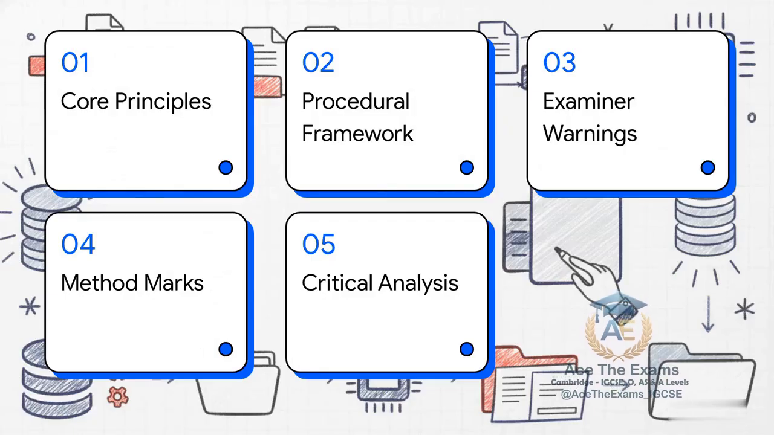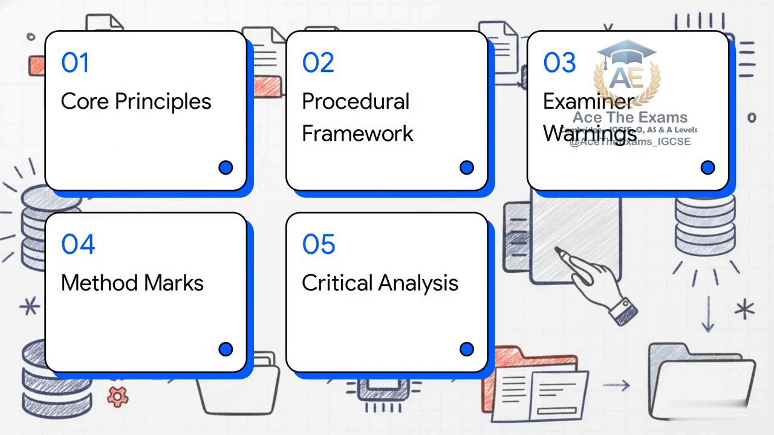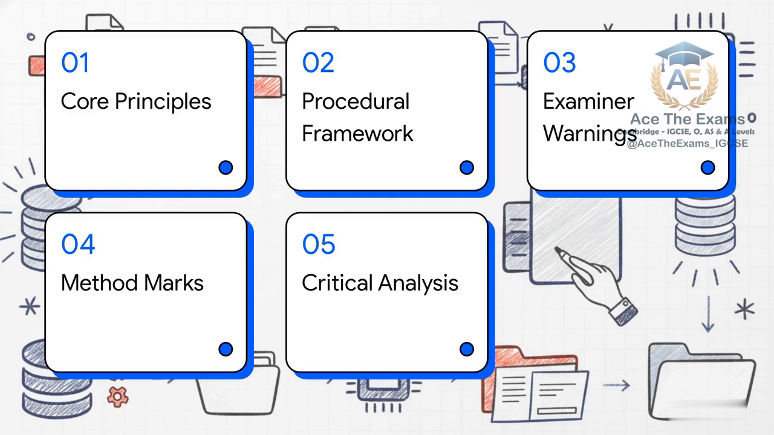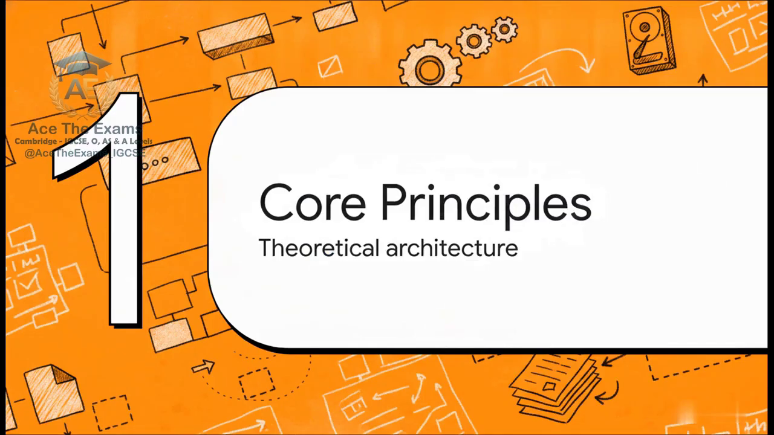Okay, let's dive into our visual syllabus for today's session. Section 1, Core Principles. Section 2, the Procedural Framework. Section 3, Examiner Warnings. Section 4, Method Marks. And Section 5, Critical Analysis. Let's get right into it. Section 1, Core Theoretical Principles.